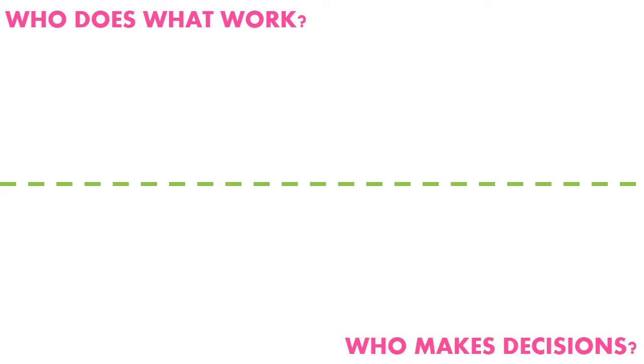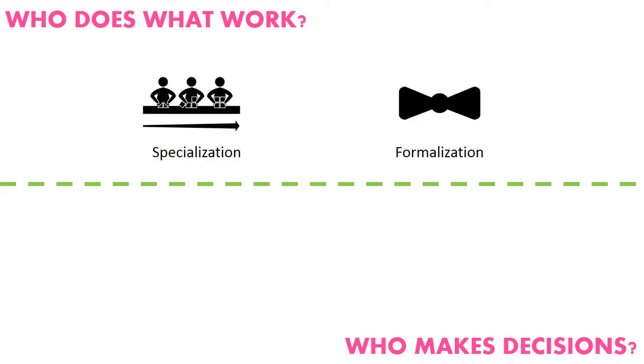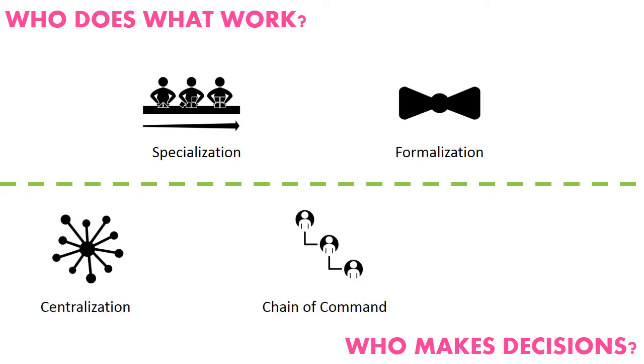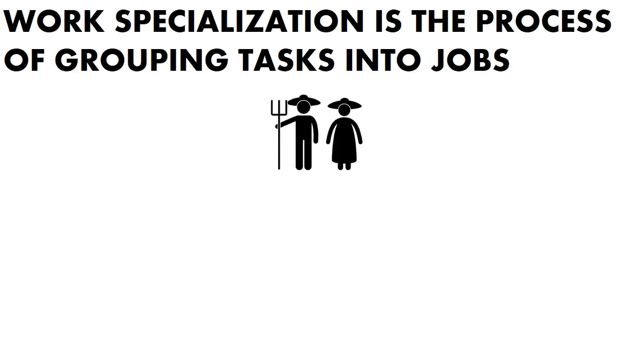Organizational structure answers two basic questions. Who does what work and who makes decisions? In regard to who does what work, there are two aspects of this. There's specialization and formalization. And in regard to who makes decisions, there are three aspects of this. Centralization, chain of command, and span of control. And we'll be talking about these five aspects of organizational structure today. We'll start out by talking about specialization.